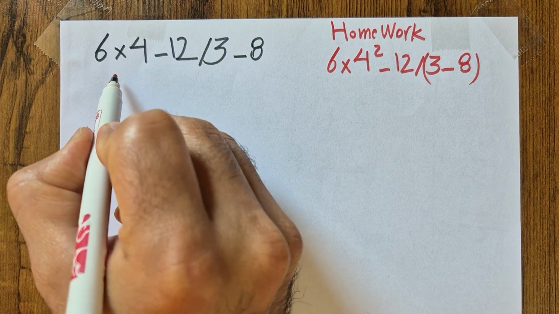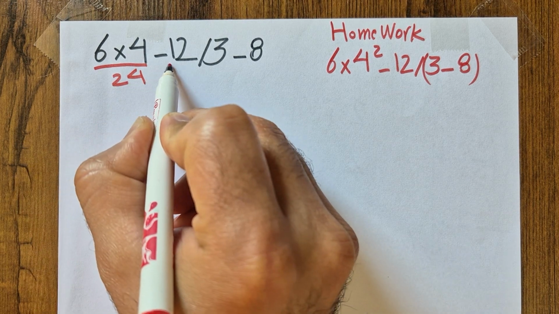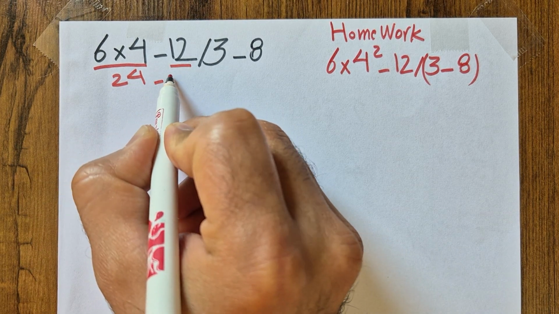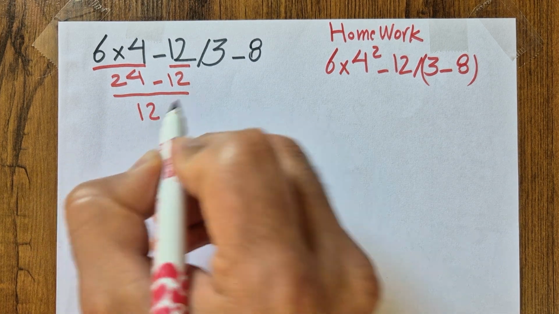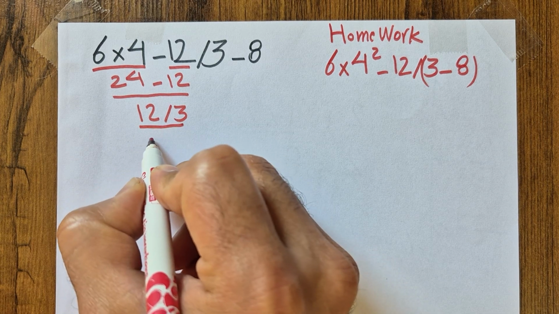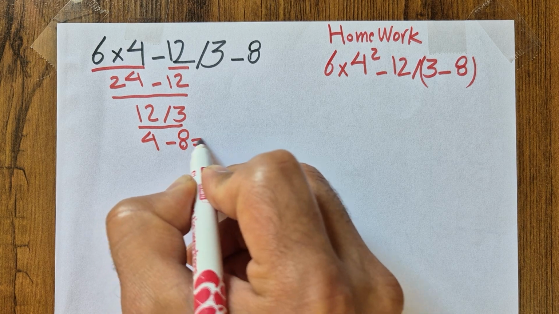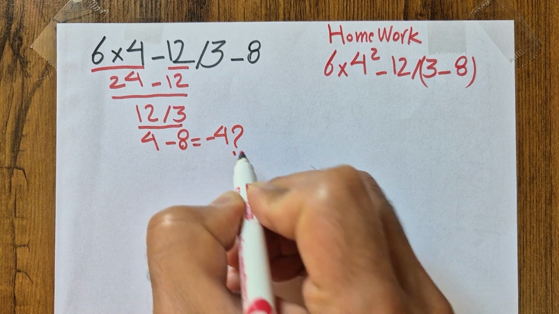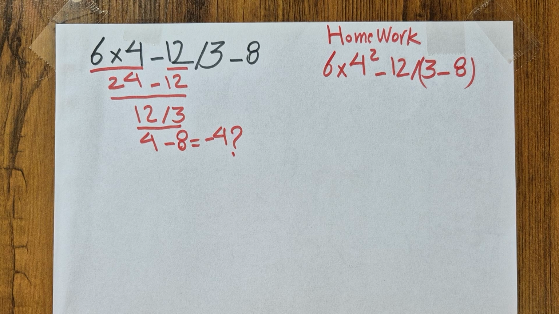6 times 4 gives us 24. 24 minus 12 gives us 12. 12 divided by 3 gives us 4. And then 4 minus 8 gives us minus 4. Unfortunately, that's the wrong answer because you fell for a big trap, hook, line, and sinker, and that's the order of operations.